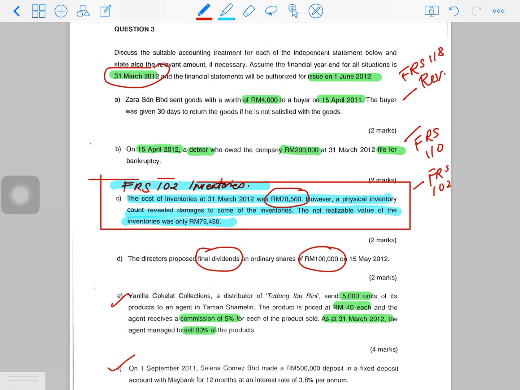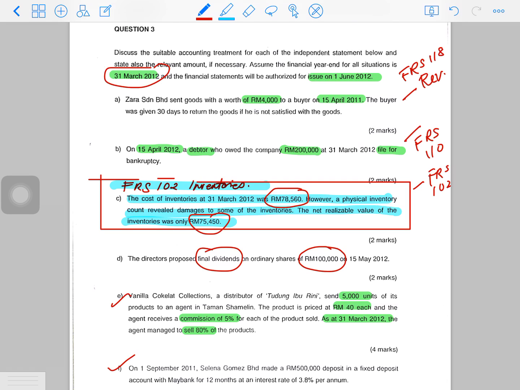Okay. However, a physical inventory count reveals damages to some inventories. Which inventory has damage? The net realizable value is lower than the cost, right? The net realizable value of the inventory was only 75450. Which one should you choose? Net realizable value. It means you have to write off, from 78560, you have to make it 75450.